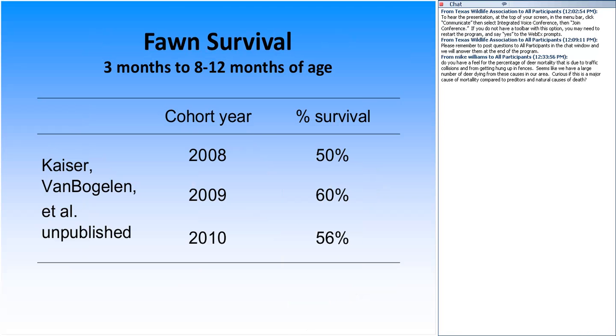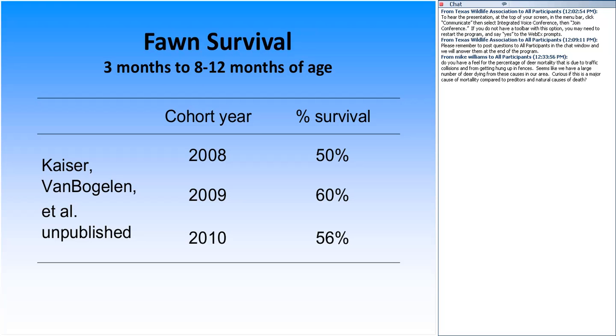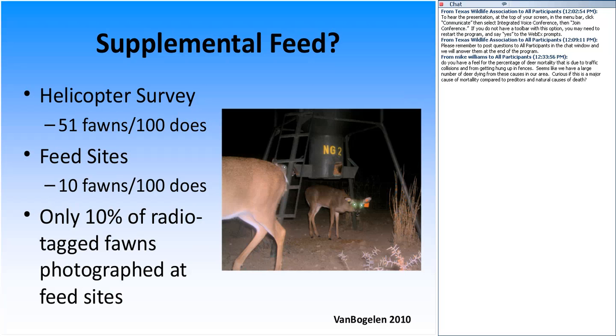If we remember back to the data that Robert Kaiser and Chris Van Boegelen got with the fawn survival over winter, 50 to 60% survival, that's really not all that different than the 60% survival that we have in the enclosures without supplemental feed. The interesting thing is that the data that Robert and Chris gathered was from a ranch that had a well-developed supplemental feed program. They had a feeder every 200 to 300 acres and still had this relatively low survival over winter. So I wonder what's going on there.